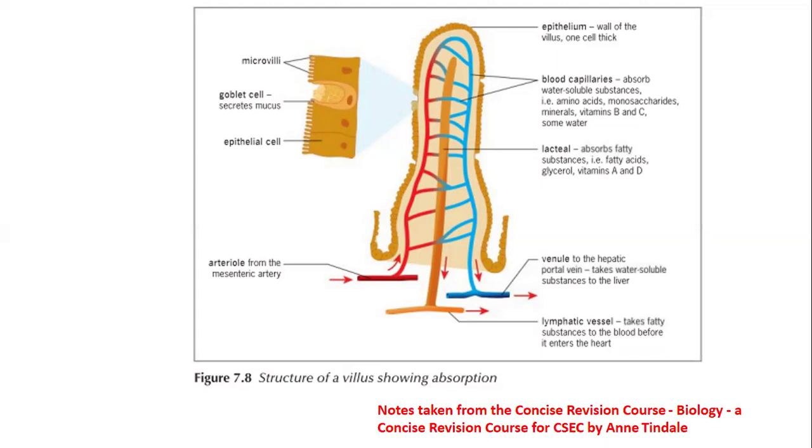So we need to know to label the villi, or the villus in this case, because it's one. It's one, so singular villus. So you have the epithelium, the wall of the villus, one cell thick, right? So that it allows for absorption. It has to be thin so that absorption can take place. I keep on saying assimilation, but it's really absorption that takes place, because assimilation is when the body cells actually start to use the nutrients, right?